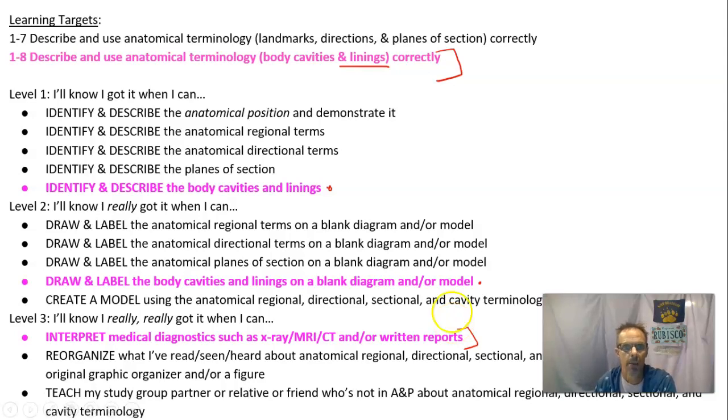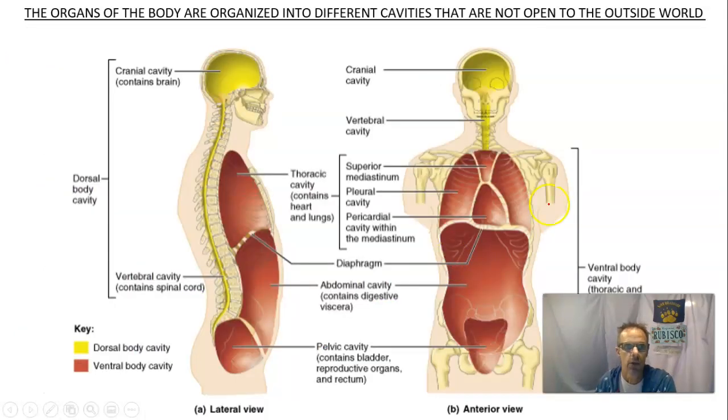So if we get started here, the organs of the body are organized into different cavities that are not open to the outside world. The first one that we'll take a look at is the thoracic cavity. The organs there are the heart and the lungs. Also going through there are some of the organs of the digestive system and the respiratory system, namely the esophagus and the trachea.